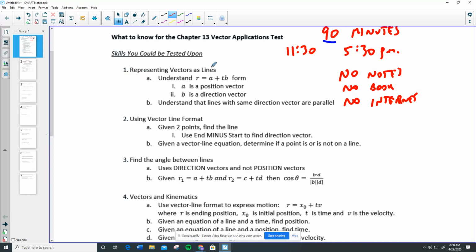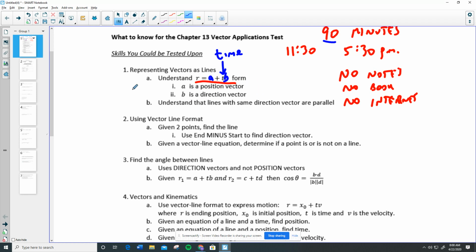So understanding the idea that a vector can be represented as a line, right? We've got this form r = a + tb. t is almost always going to be time in this format, and a and b are vectors. a is the position vector. That's like the starting point, the b in y = mx + b. b here is the direction vector. This more corresponds to the slope.